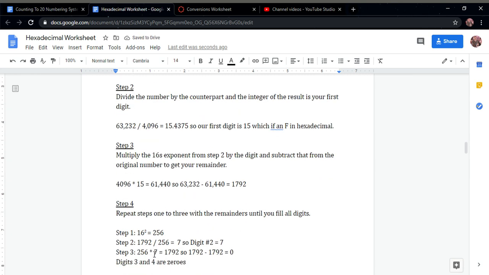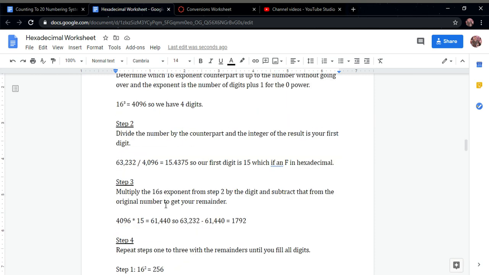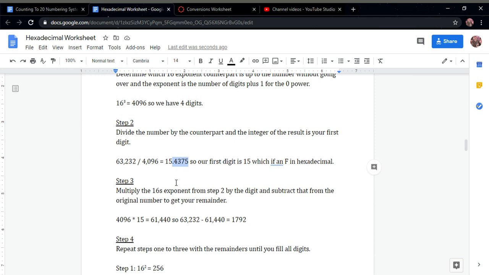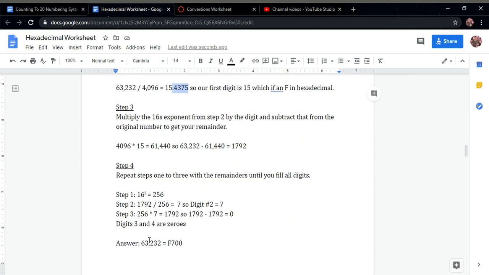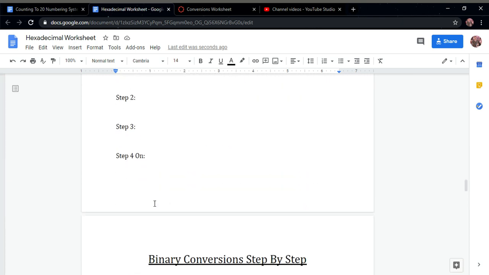So it's tricky. Read this again. Hexadecimal is the hardest one. But it's consulting your 16 exponent chart, figuring out which one is the closest without going over, dividing, and then erasing, forgetting about the remainder, and multiplying and subtracting to figure out what the remainder actually is, and then filling in your chart as you go. There are some problems for you to work on.